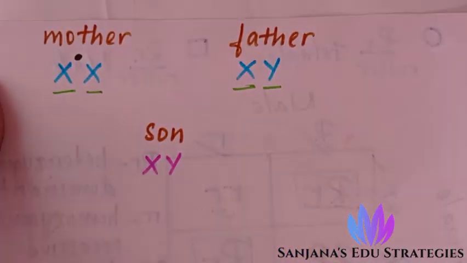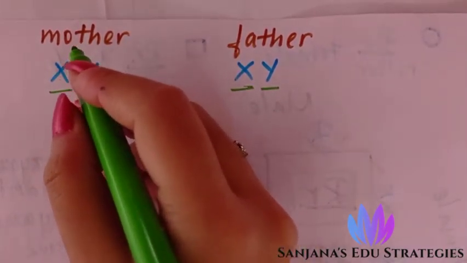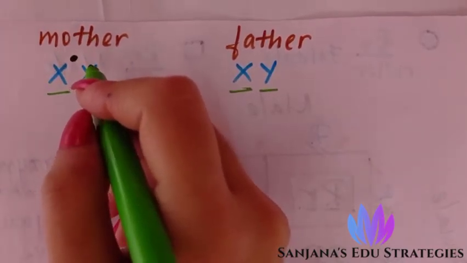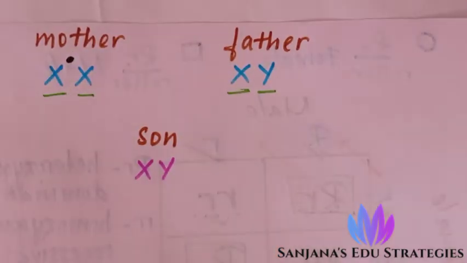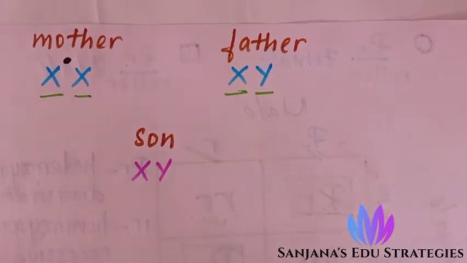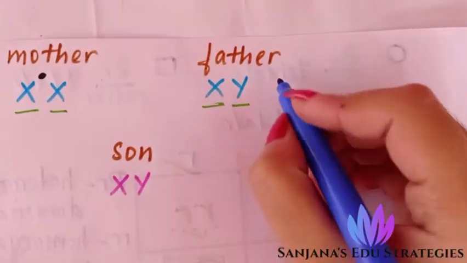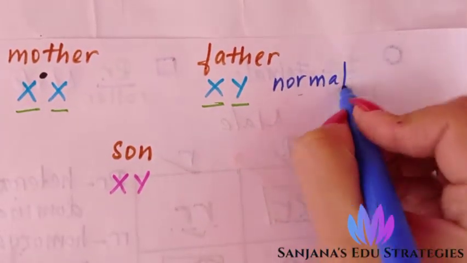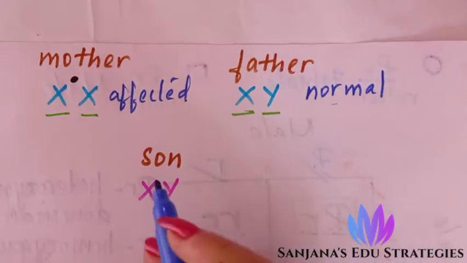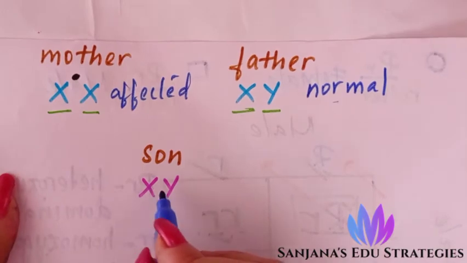Now here in this diagram, in this XX chromosome, the mother is having a disease. That is the meaning, children: the mother is affected from a disease. Father is not having any disease. He is a normal father, and the mother is affected.